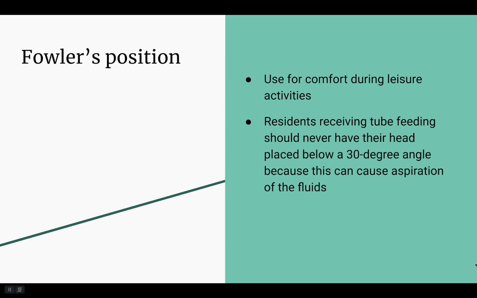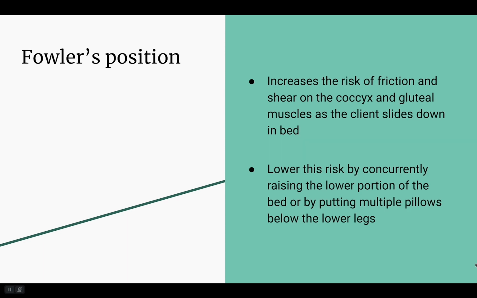Additionally, residents receiving tube feeding should never have their head placed below a 30-degree angle, because this can cause aspiration of the fluids. However, Fowler's position increases the risk of friction and shear on the coccyx and gluteal muscles as the client slides down in bed.